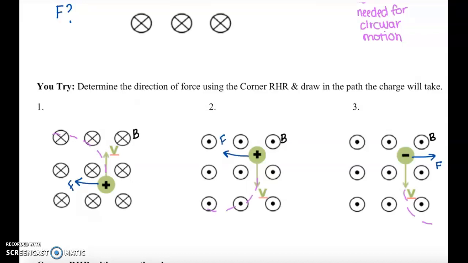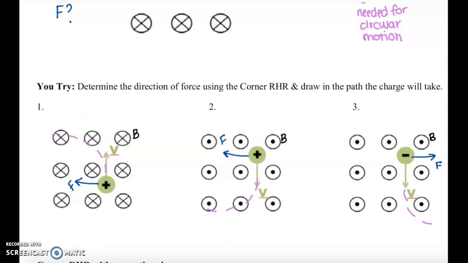Okay, and here are your answers. Number 1, you had velocity or your thumb up, magnetic field into the page. That leaves a force to the left, meaning that the charge is going to start to curve kind of up and to the left in a circle. Number 2, your velocity was straight down, so your thumb was down. B is out of the page, giving you your middle finger, your force is to the left. This means that this particular charge is going to go down and to the left in a circular pattern.